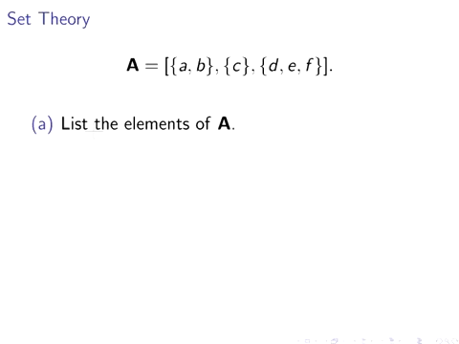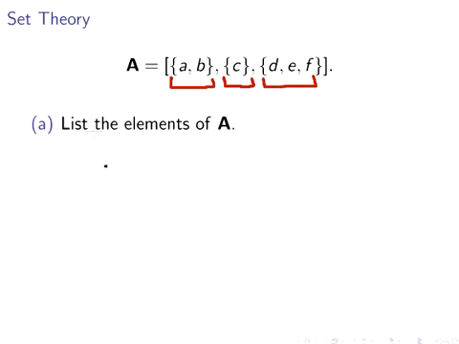So, list the elements of A. This is very straightforward, but you could actually slip up on something if you didn't spot it. There are actually three elements here. This part here is an element, not the individual components. The actual set itself, comprised of A and B, is an element of A. This is also an element, and lastly this is an element.